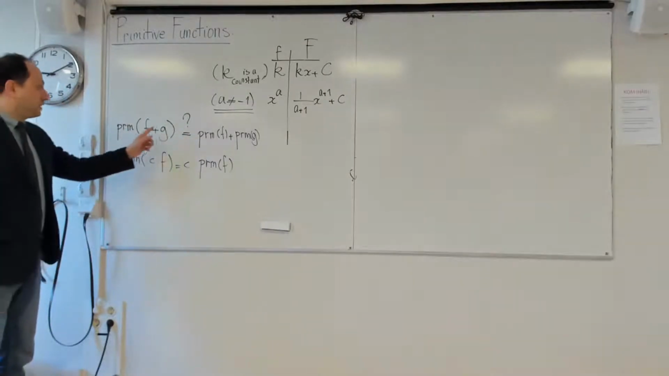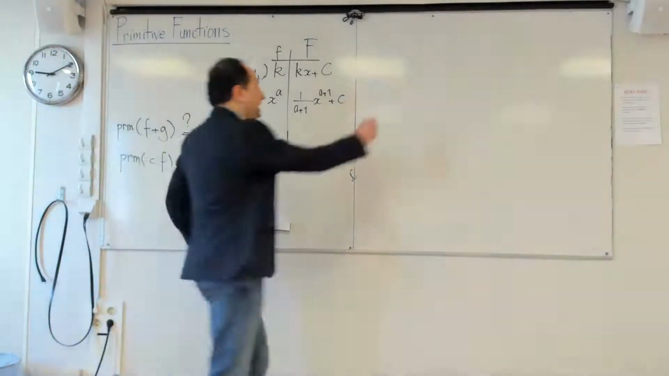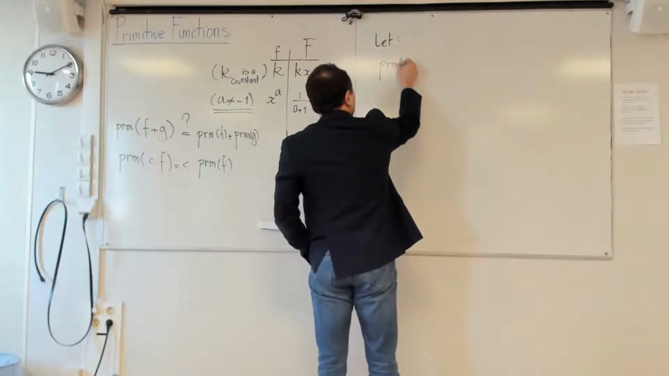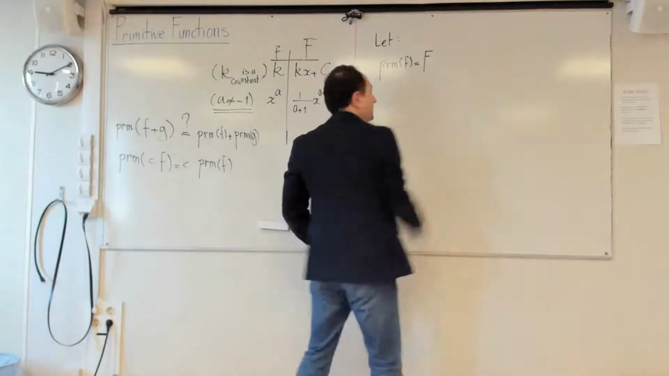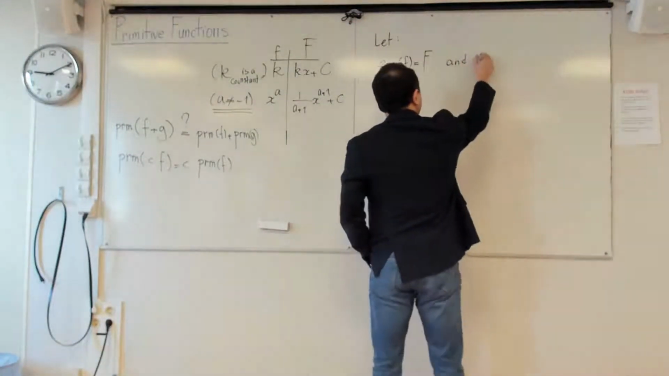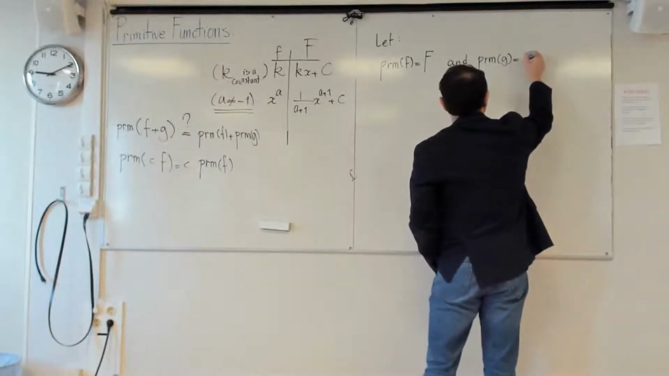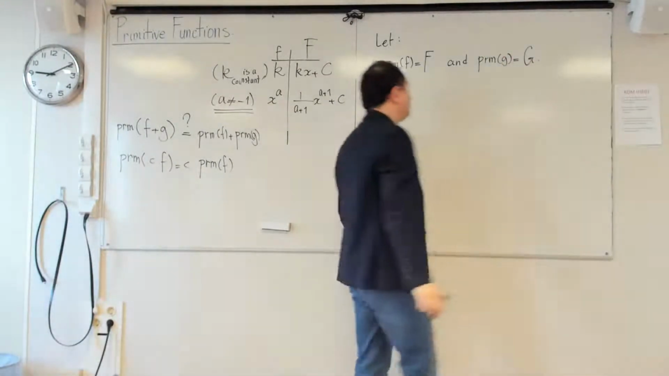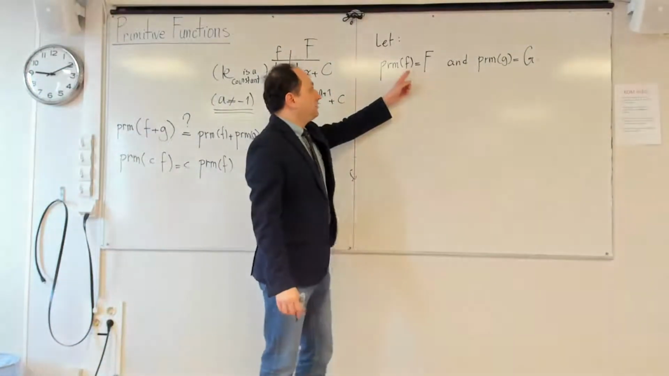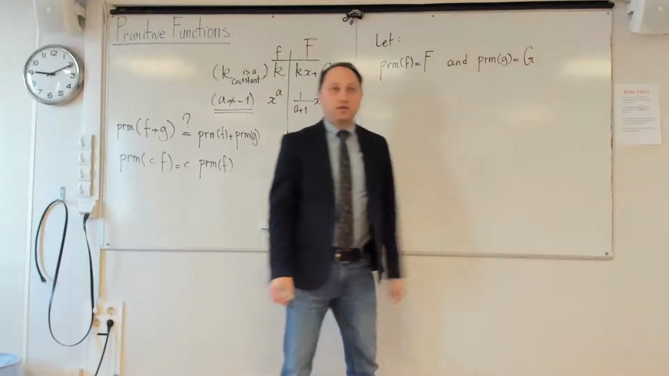Okay, I want to show that this question mark is indeed a true equality. How should I show that? I would say, let the primitive function of f, let me call it capital F. This is the standard way of writing. And let me say the primitive function for g is capital G. So I am naming the primitive function of little f to be capital F, and the primitive function of g to be capital G.